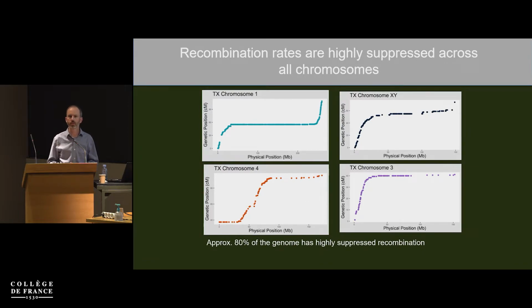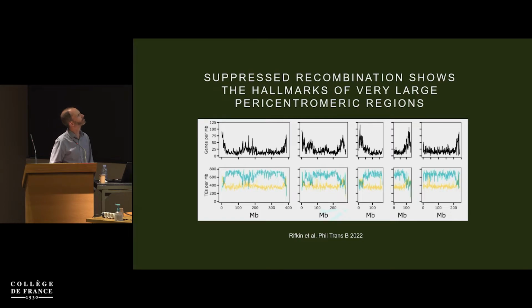Now, finding this region of very low recombination is not unique to the sex chromosomes. Essentially, all autosomes have regions of highly suppressed recombination across most of their length. And in fact, many large plant genomes show these types of patterns. In barley, for example, there are extremely large regions of very low recombination around the centers of chromosomes, around the centromeres. In Rumex, we estimate that about 80% of the genome has highly suppressed recombination. And the sex chromosome is not particularly unique in showing this pattern, but the sex-linked region happens to be in one of these regions of very low recombination.